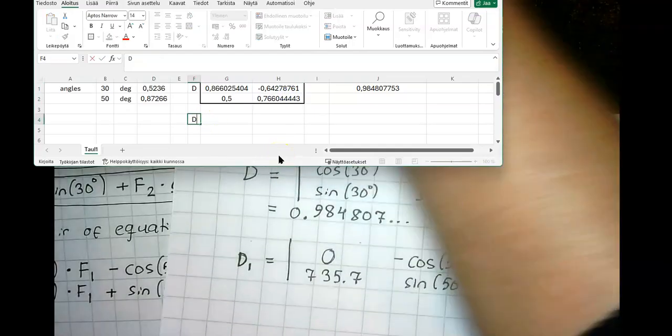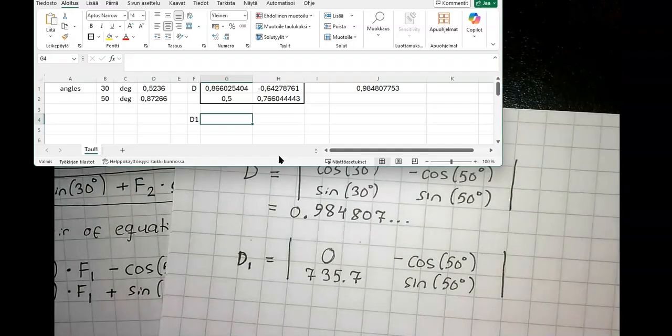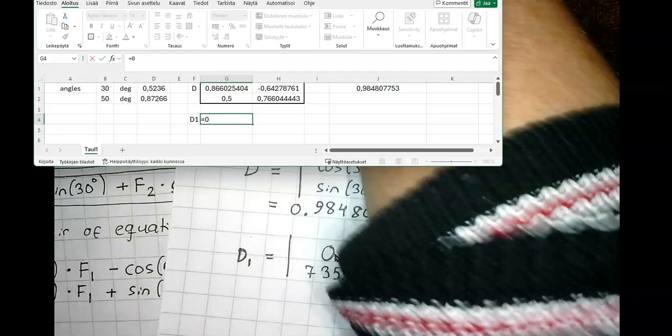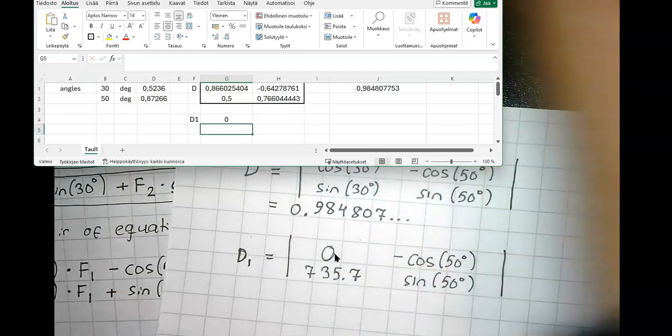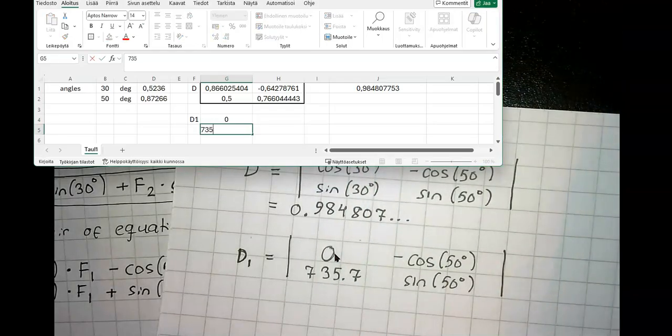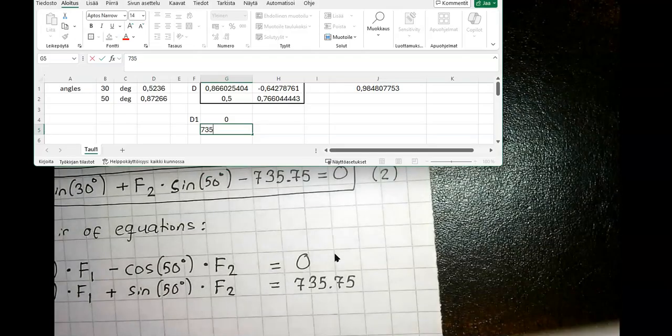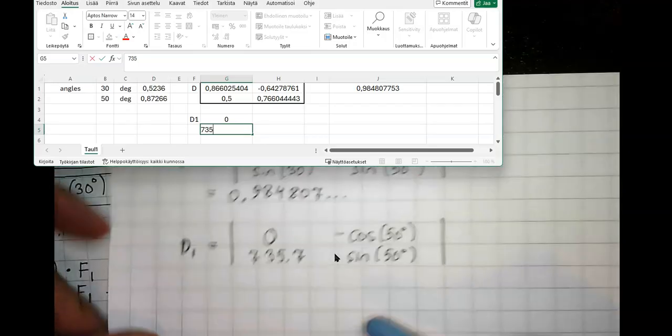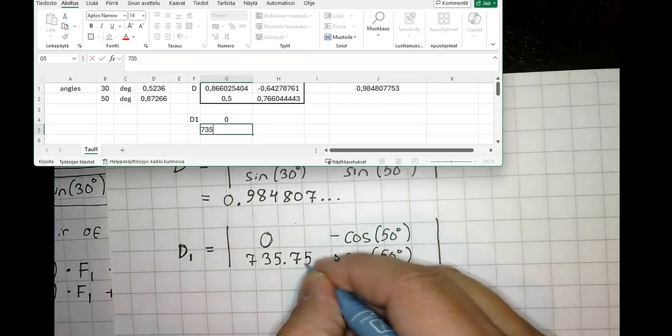So now I am solving D1, and we see that the first component here is 0 and the second one is 735. Sorry, it was 735.75, I forgot that 5 in the decimals there.